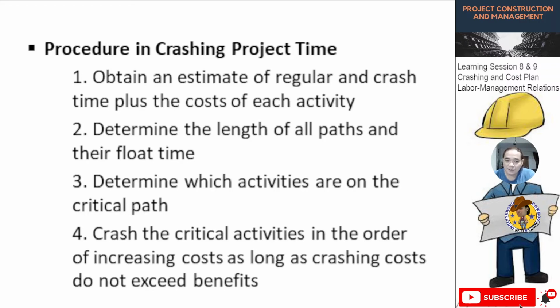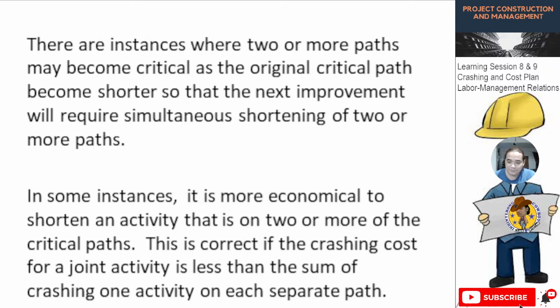Number two, we have to determine the length of all paths and their flow time. Number three, we have to determine which activities are on the critical path. Number four, we have to crash the critical activities in the order of increasing cost as long as crashing costs do not exceed benefits. We need to remember this procedure number four.